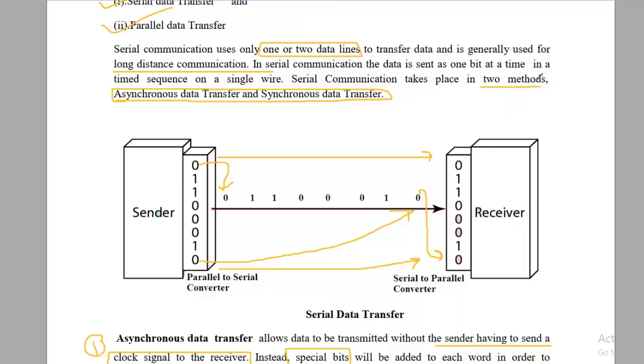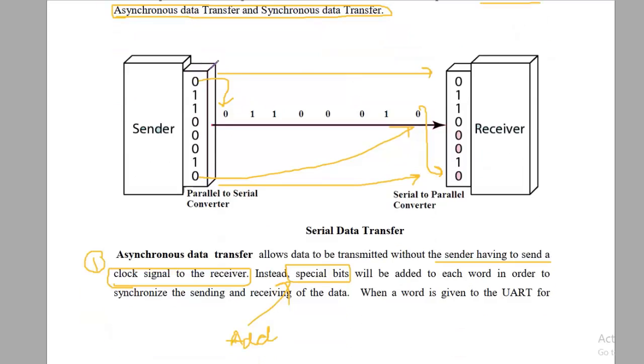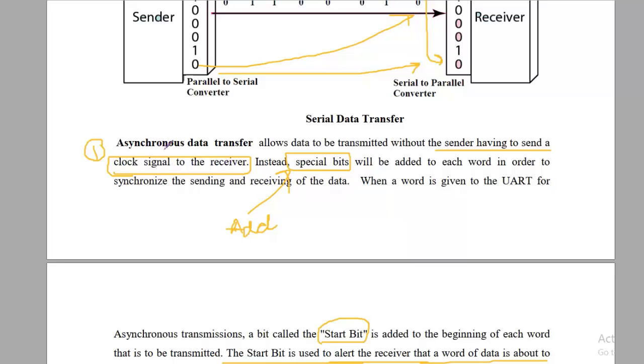It has two methods. One is the asynchronous data transfer, and the next one is the synchronous data transfer. As you can see in this diagram, it is a parallel to serial converter. We are placing all the bits in parallel, and then we are sending the bits one by one. First is a 0, then 1, then 1, and finally whenever the receiver receives the signal, it will convert the serial data back to parallel. The next thing is the asynchronous data transfer.